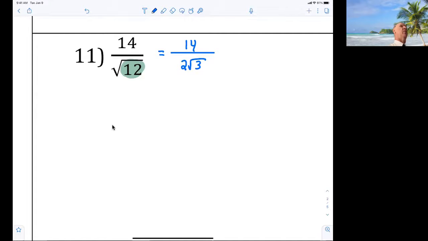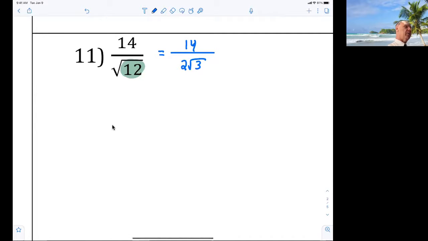All right, we've done it enough now. You shouldn't have to tell me 12 is 4 times 3 and then the square root of 4 is 2. Now, if you're sitting there going, I have no idea how you got 2 radical 3 from the square root of 12, I'd like to hear from you so we can get you caught up. Anybody have any issues?